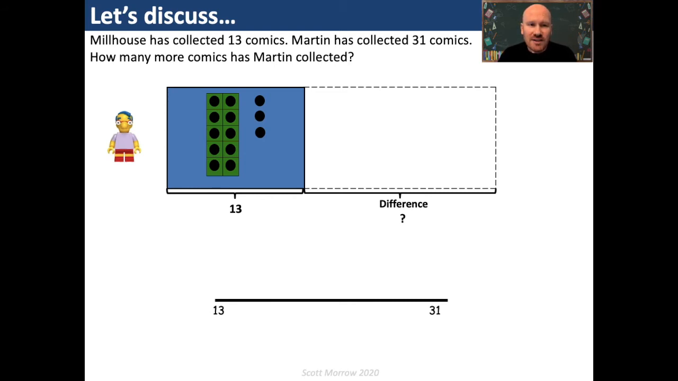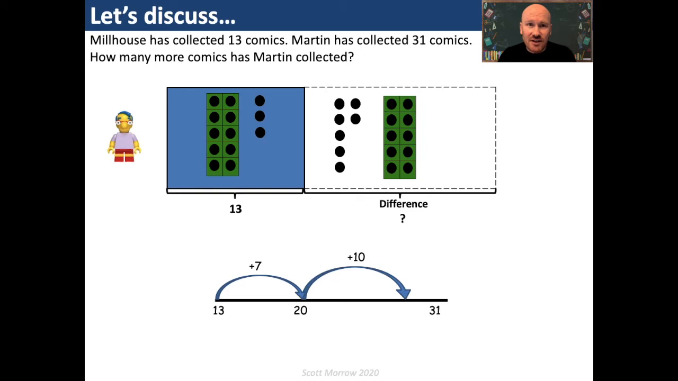So from 13, the first thing I'm going to count on is 7. And the reason I've counted on 7 is because that takes me up to 20. It takes me up to a friendly number. Now from 20, I've still not reached 31. So what I might do next is count on a 10 because that takes me up to 30. And all I'm left to count on now is the 1 to get me up to 31. So you can see from 13, I've counted on 7 and then 10 and then 1.